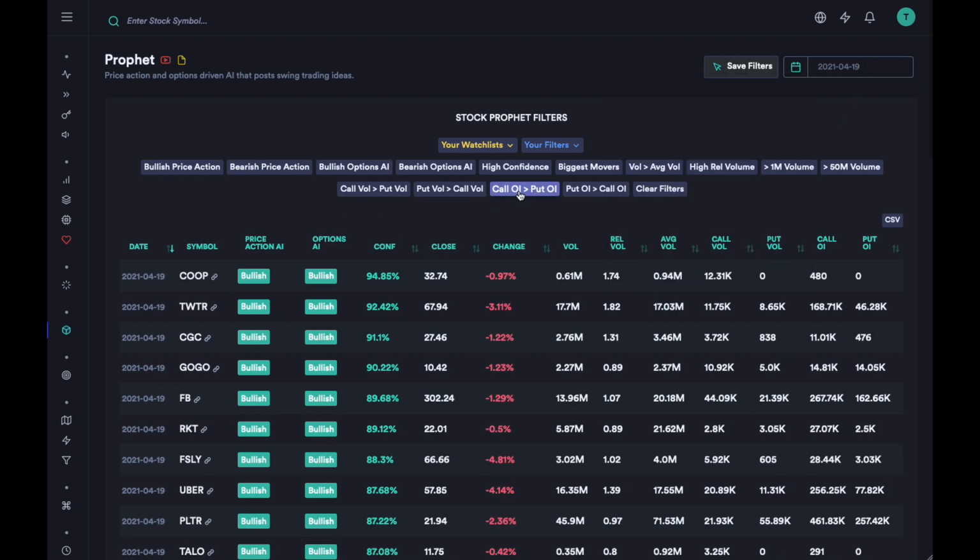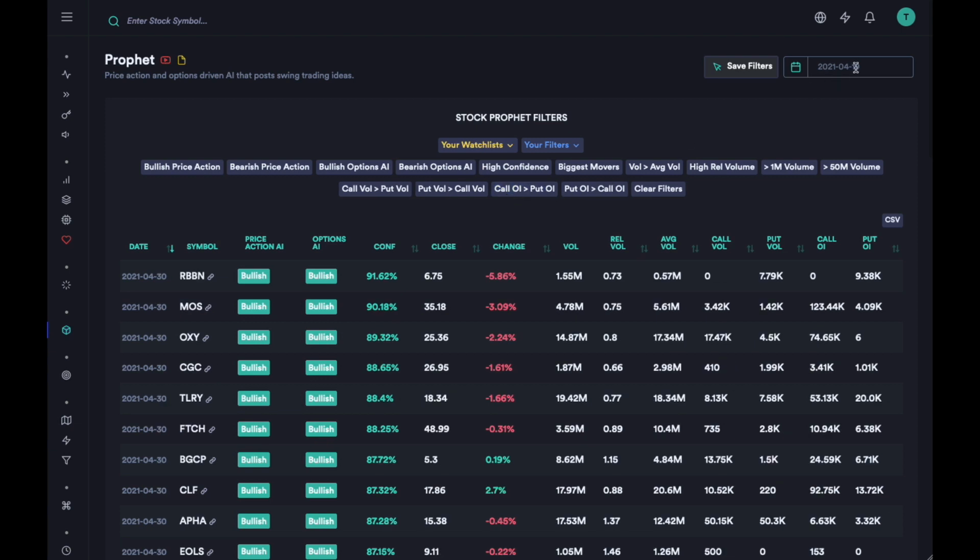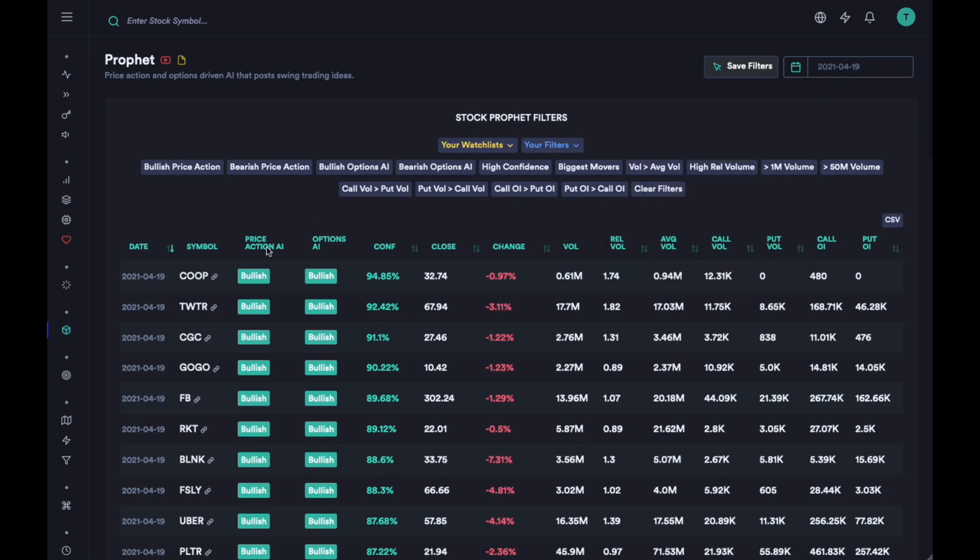The reason I am doing this call OI greater than put OI is I just want the open interest to be higher for calls as compared to puts, because we are looking at bullish setups. For bearish setups I might try this one, but let's actually turn this off, go back again, so you can see almost all the setups are still the same. But okay, so we have Twitter next.